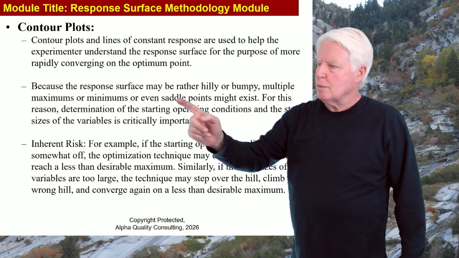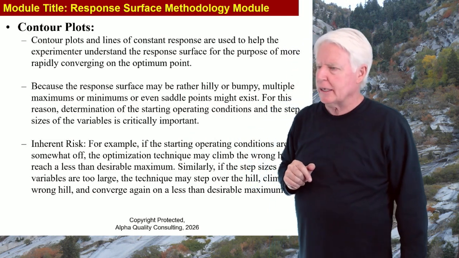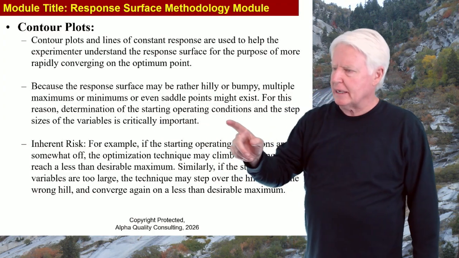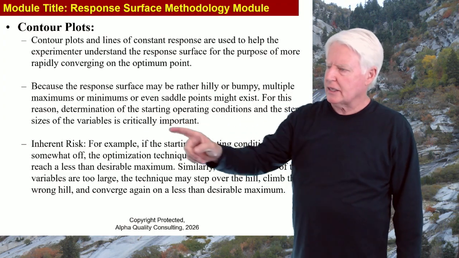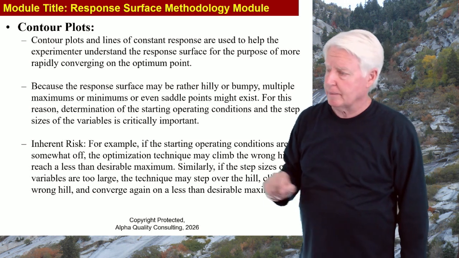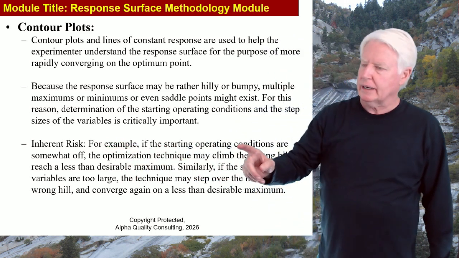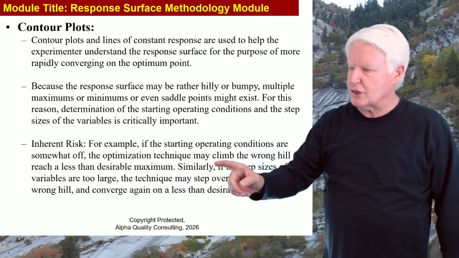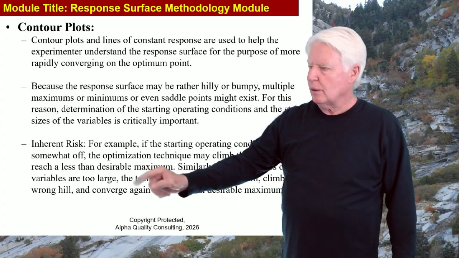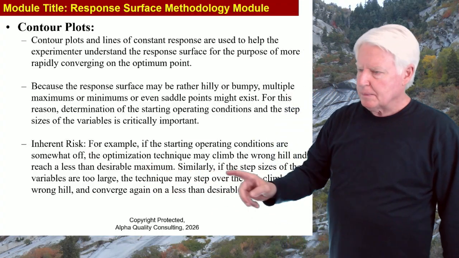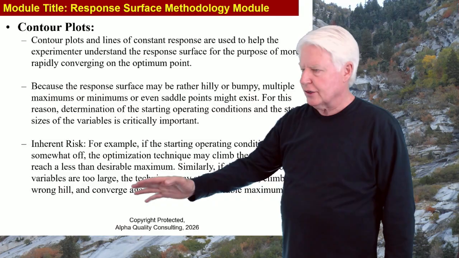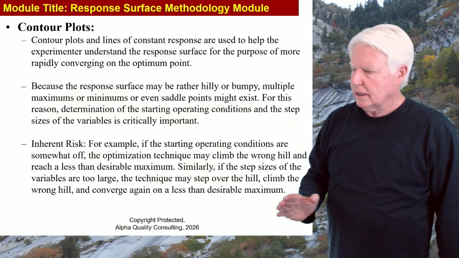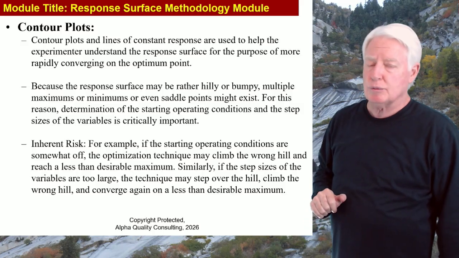Let me read that again. Because the response surface may be rather hilly or bumpy, multiple maximums or minimums or even saddle points might exist. For this reason, determination of starting and operating conditions and the step sizes of the variables is critically important. Inherent risks. For example, if the starting operating conditions are somewhat off, the optimization technique may climb the wrong hill and reach a less than desirable maximum. Similarly, if the step sizes of the variables are too large, the technique may step over the hill, climb the wrong hill, or converge again on a less than desirable maximum.